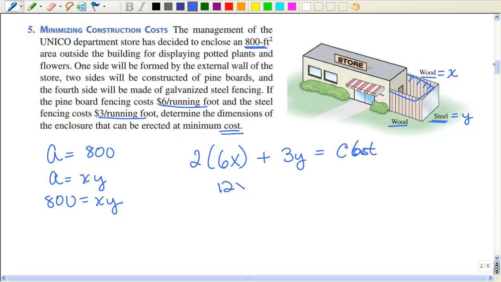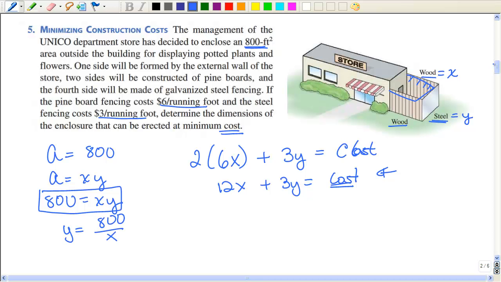So let's see, 12x plus 3y equals the cost. Now, since I'm asked to minimize the cost, I need to come to this equation and solve for x or y and substitute it back into the cost variable. It doesn't really matter which one we solve for, so I'm going to solve for y by dividing both sides by x. Then I come to this equation and substitute in 800 over x. That's going to be my cost function.